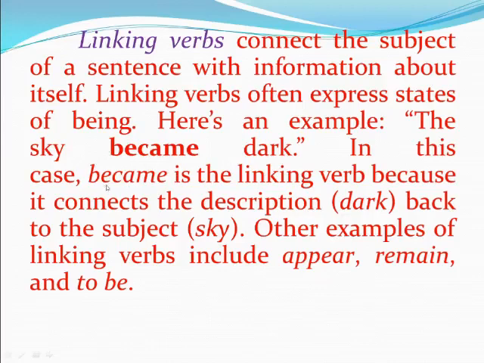In this case, became is the linking verb because it connects the description. Dark goes back to the subject. What is dark? In order to understand what dark is, we have to look back to the word sky. Then only we will get the full meaning. It has become dark. What has? The sky has become dark. Other examples of linking verbs include appear. Some examples I have given here: appear, remain, to be, all of them are used as linking verbs.